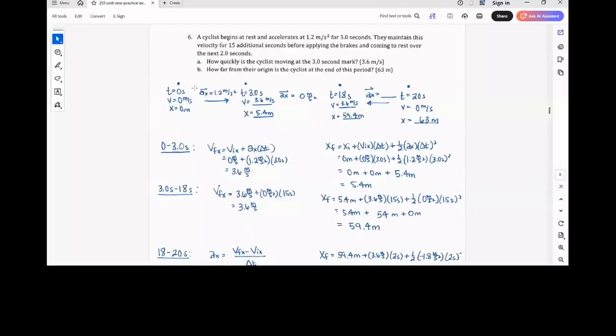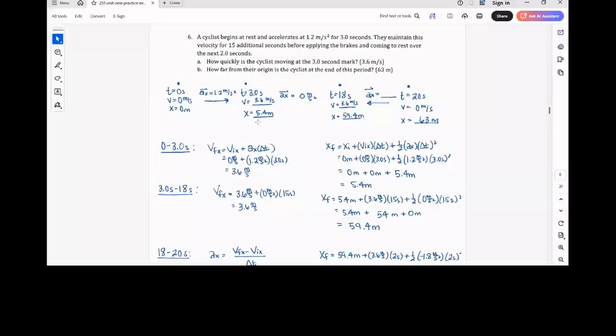I have an initial time, a final time, an initial velocity, an initial position, and an acceleration. I can use the second kinematic equation, but written for the x direction. So v final x is equal to v initial x plus the acceleration in the x direction times the delta t, which is only the time interval between 0 and 3 seconds. I have to split this up into pieces. I can't do all 20 seconds at once. I end up with a velocity of 3.6 meters per second, so I know how quickly the cyclist is going at t is equal to 3 seconds and for the next 15 seconds.